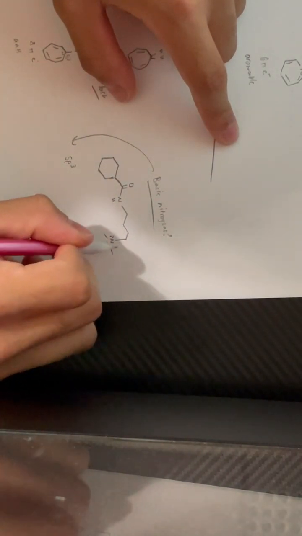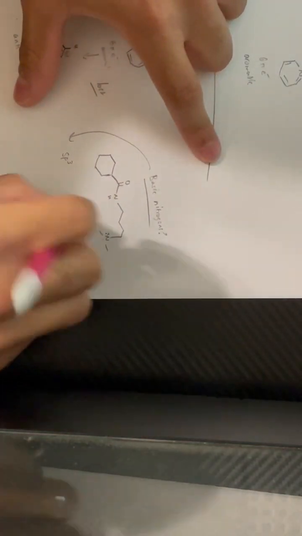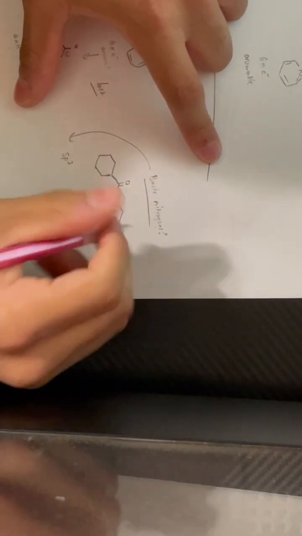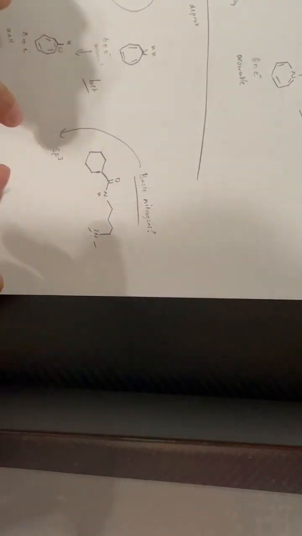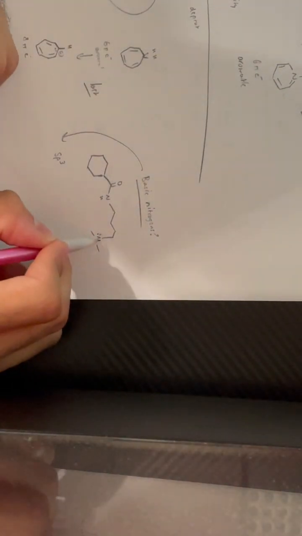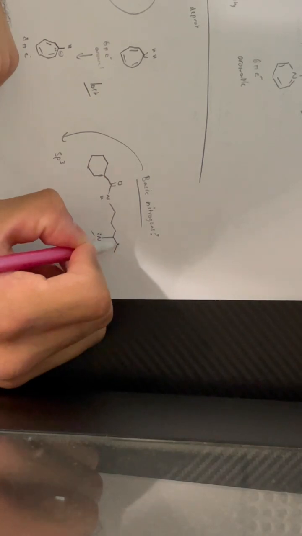So 1, 2, 1, 2, and then 3. Yeah, okay, good. So the sp3 nitrogens. Just in terms of hybridization, 1, 2, 3, 3 bonds, and then 1 lone pair. 4, sp3, you just go off of that. These guys cannot contribute to resonance at all, okay?